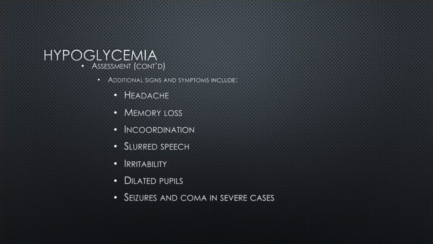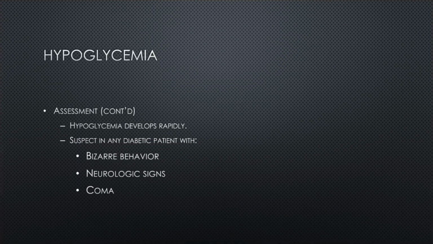They also may have headaches, memory loss, incoordination, slurred speech, irritability, dilated pupils, seizures, and of course, in severe cases, they'll be completely unresponsive. Remember that hypoglycemia can develop rapidly, and it should be suspected in anybody who has bizarre behavior or neurologic signs.